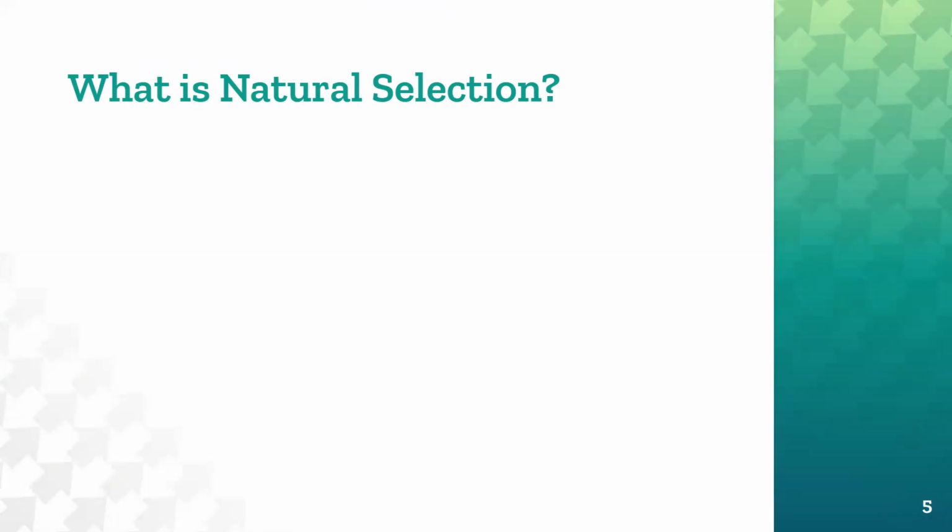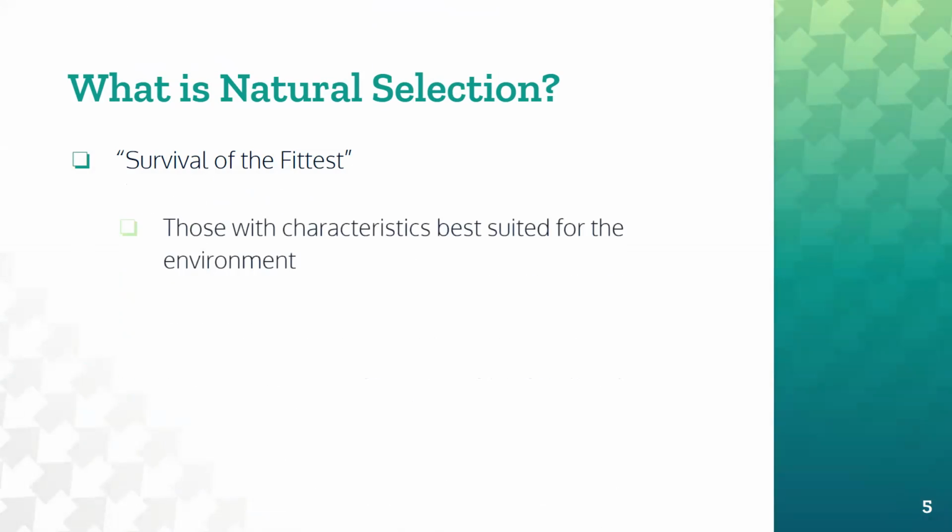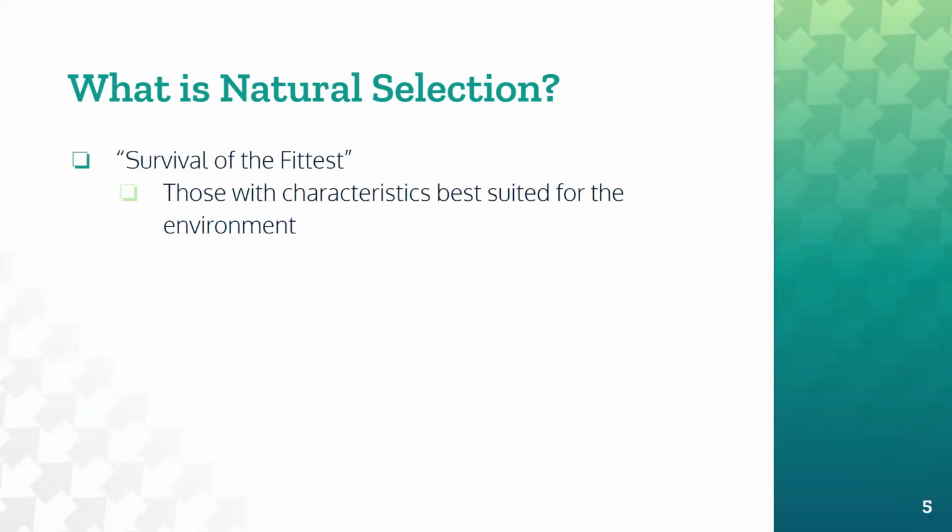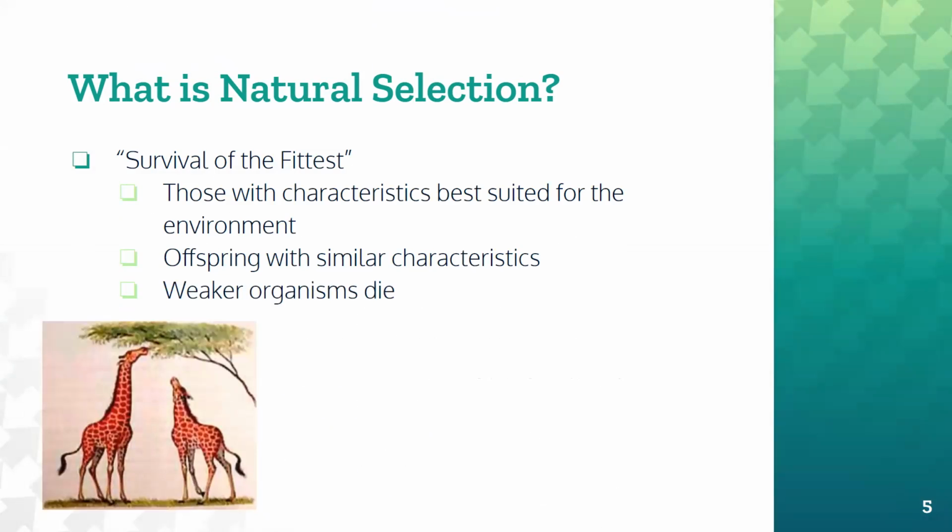So what is natural selection? Well, another way to say it is survival of the fittest. This means that individuals with the characteristics best suited for their environment will live and produce offspring with those similar characteristics. This also means that those with worse characteristics will either die off or produce fewer offspring.